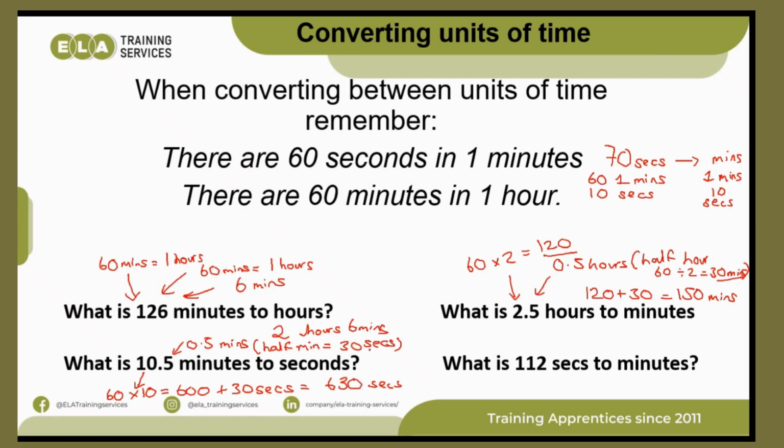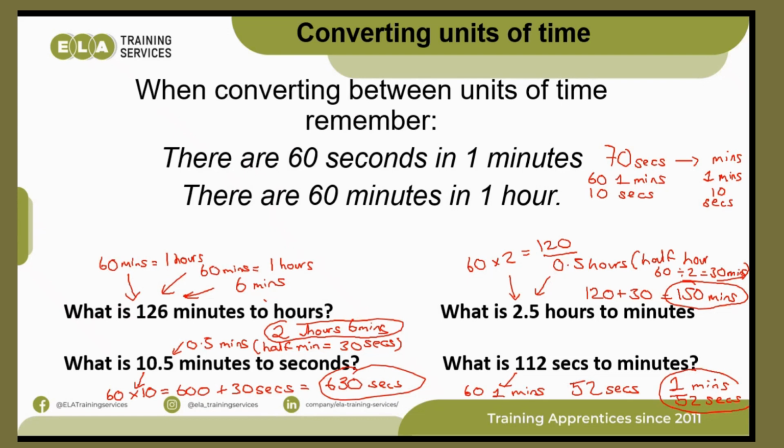And then finally, we've got 112 seconds to minutes. So we know 60 is 1 minute. What's left over from 60 to 112? So it would be 52 seconds. So that would be 1 minute and 52 seconds. It takes a little bit of adding, subtracting, and knowing your decimals as well is super important.